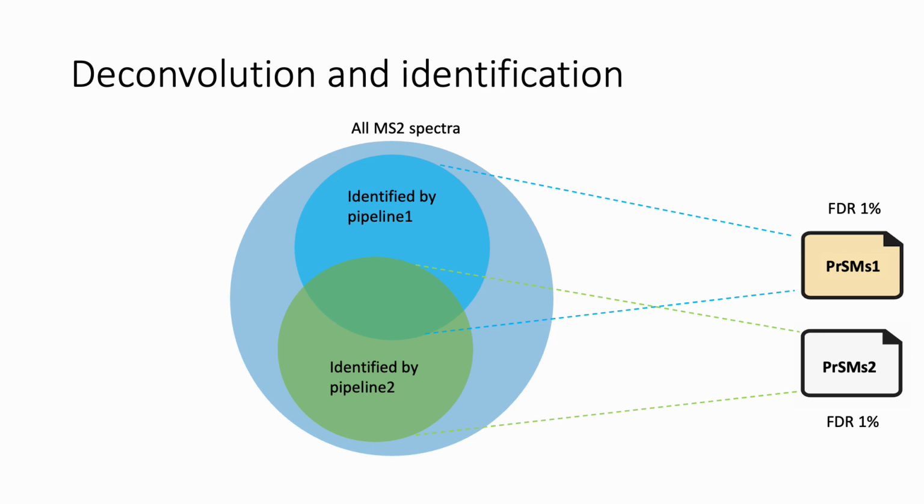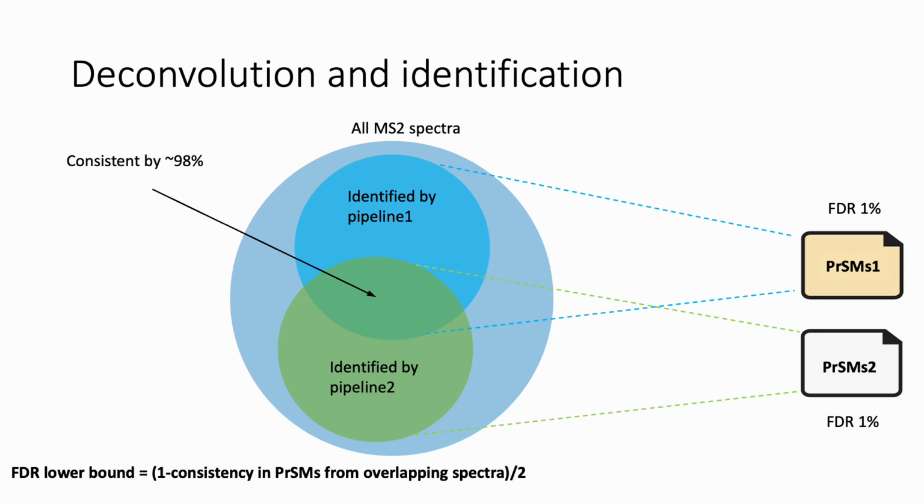If FDR is indeed 1%, what can we say about this jointly identified spectra? Their identification consistency should be over 98%. Using this criterion, an FDR lower bound can be obtained by measuring the identification consistency for the overlapping spectra with this simple formula shown below.